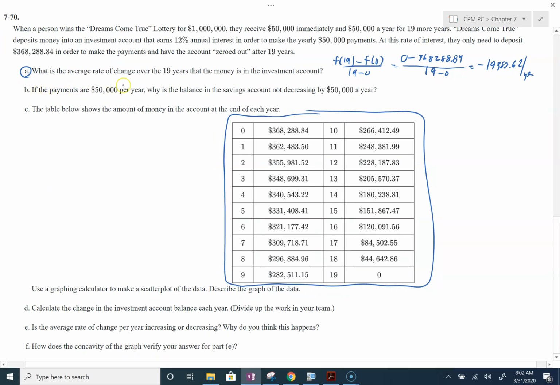Part B, if the payments are $50,000 per year, why is the balance not decreasing by $50,000 per year? It's because even though you're taking $50,000 out, it's also earning 12% interest.